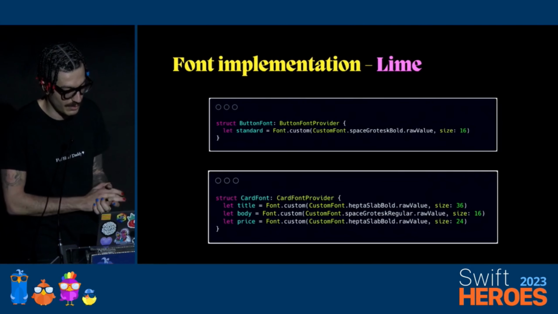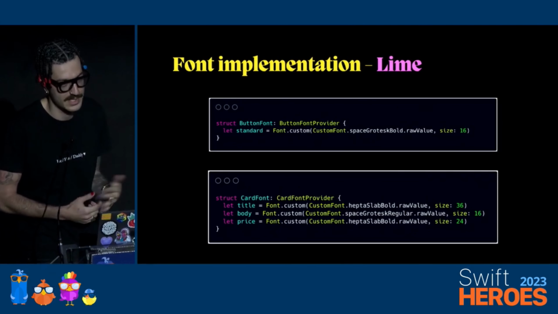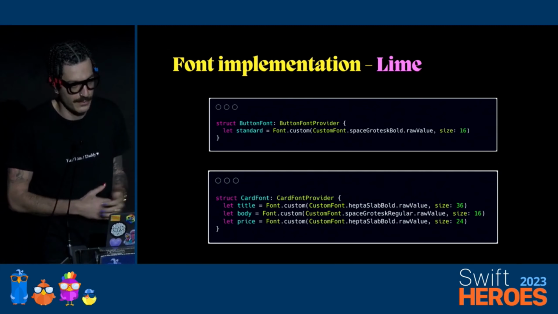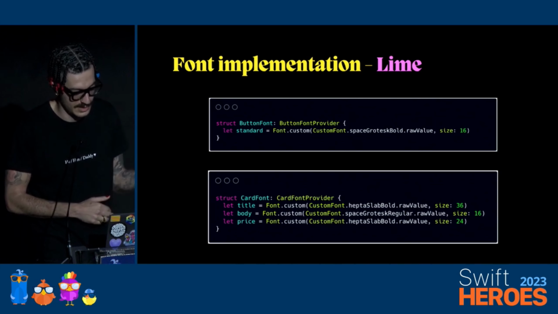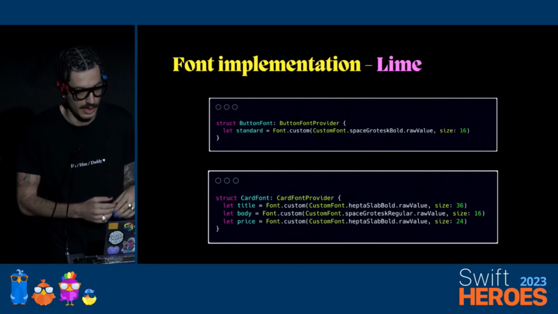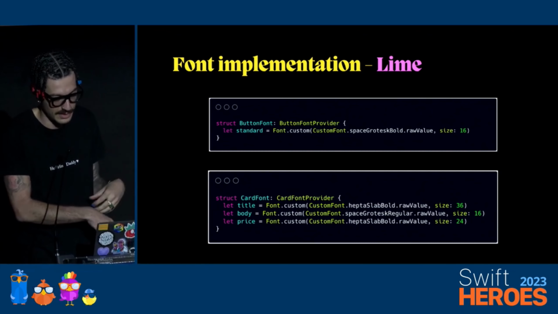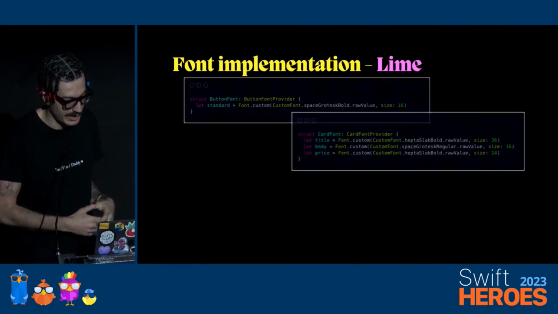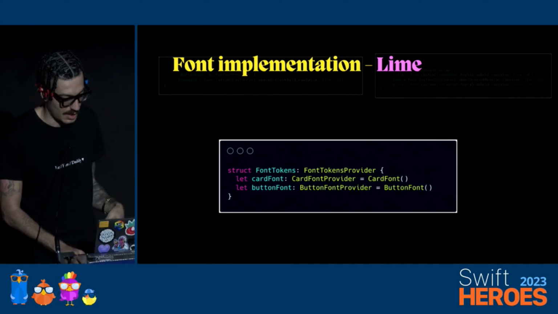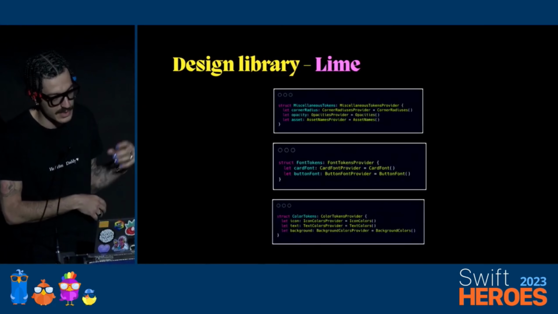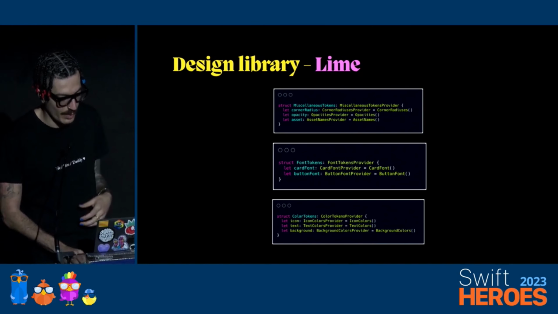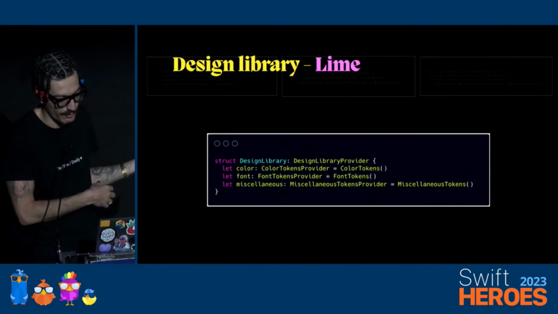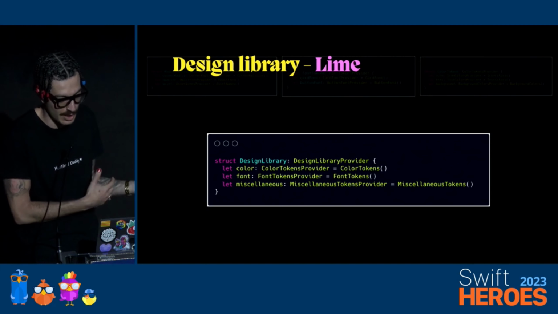Same thing actually works for the font. For example, the button font is standard, because usually the font throughout the buttons is probably going to be the same. You set up the font for the button once. But the card, if we saw earlier, had a title that was different from the body, different from the price. So each of those will have its own single token, and these will create the cluster token for the font tokens. So now we'll eventually have the miscellaneous tokens, the font tokens, and the color tokens. And when we put all three together, we're going to have our design library concrete object that conforms to the design library protocol that we saw earlier.